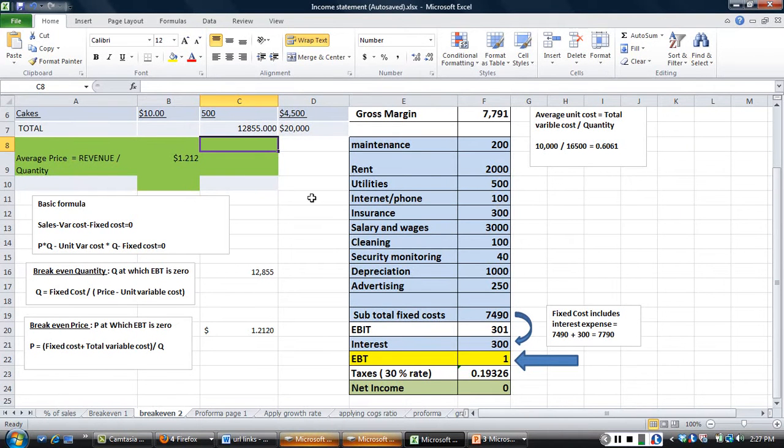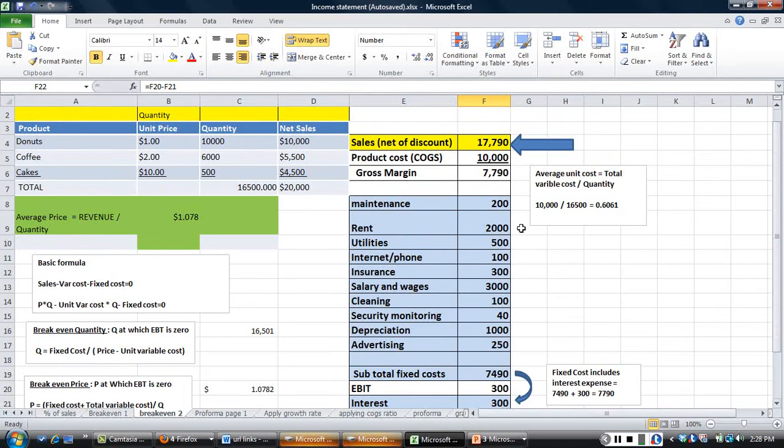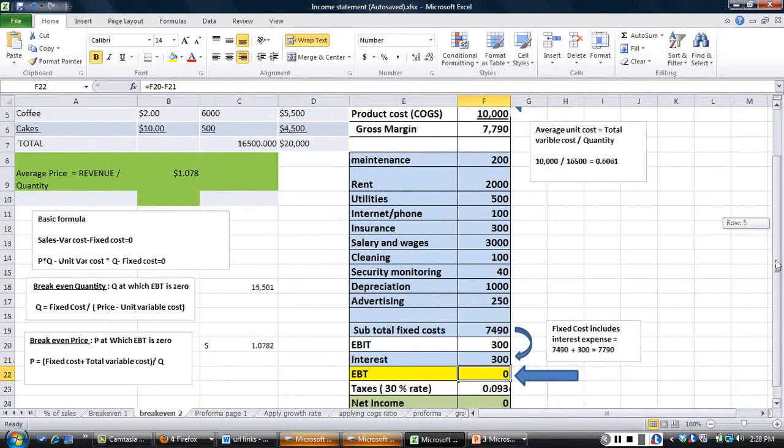Now, on the other hand, we said, okay, we are not going to change the quantity, but we want to change the price. We can go as low as 1.0782 to see what happens. If I change the price to 1.0782, again, you see over here, the profit goes to close to 0. So now you see that the break-even can change based on the quantity or the price, and you can use the formula right here that we did, or you can use the Excel spreadsheet to do that.